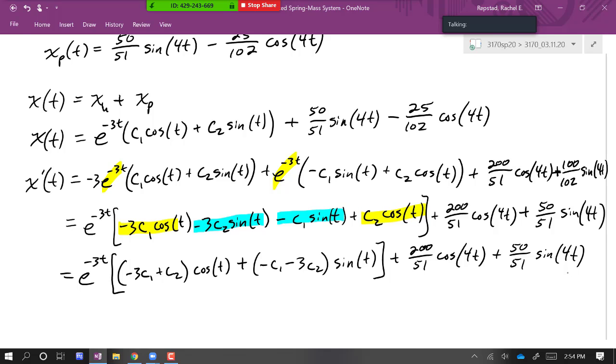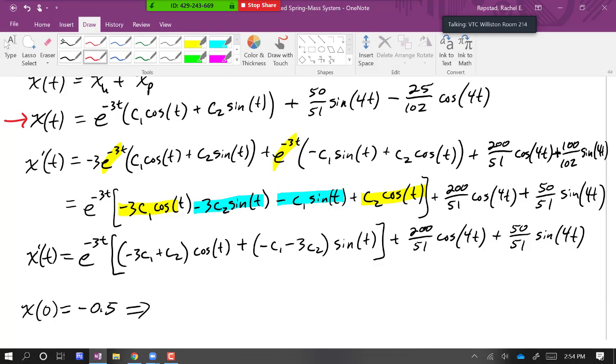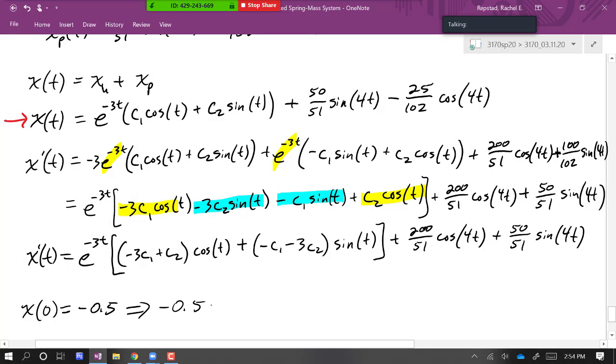Okay, we've got our derivative, we've got our original function, let's use our initial conditions. One of the conditions is x of 0 equals negative 0.5. So I'm going to use that up here in the x of t function. Negative 0.5 equals. Now let's see what remains.